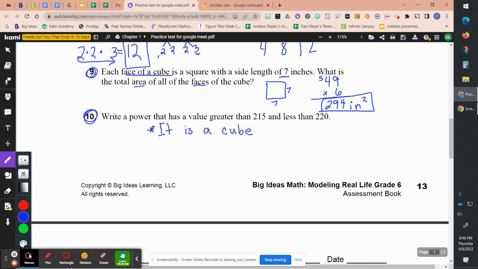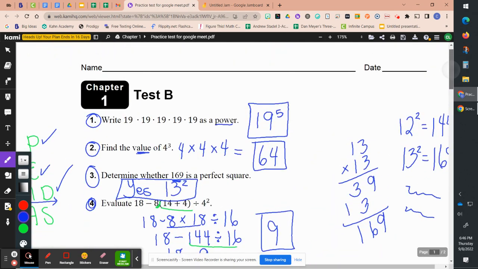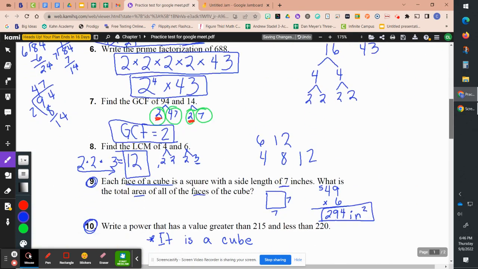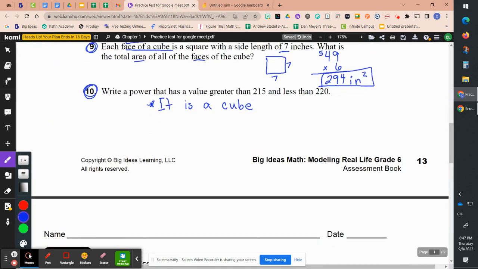Okay, so it's not going to be anything squared. It's going to be something to the third power. So the first number I'm thinking of that I automatically remember is actually one of our questions on our test here. It was number 2. The value of 4 cubed, or 4 to the third power, was 64, right? And that's way too small. So I know I have to go bigger than 4 cubed.